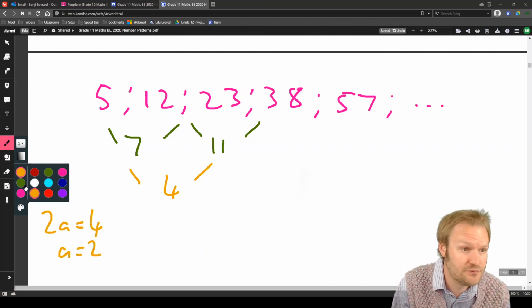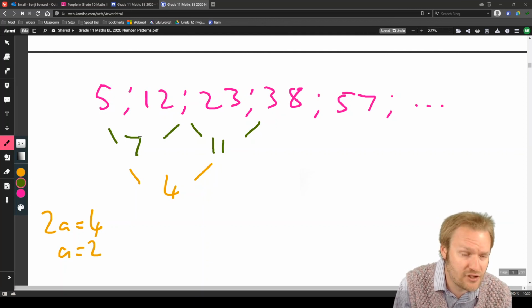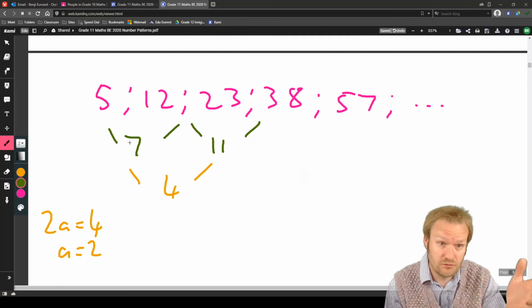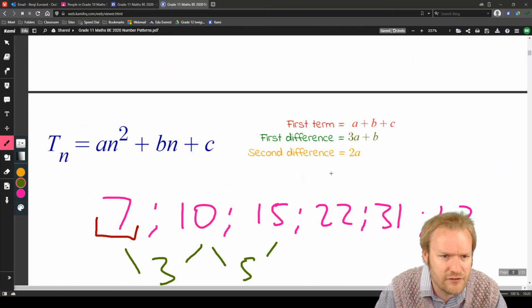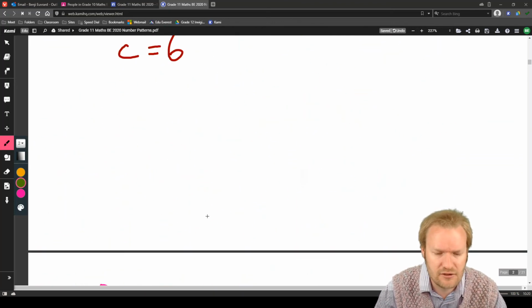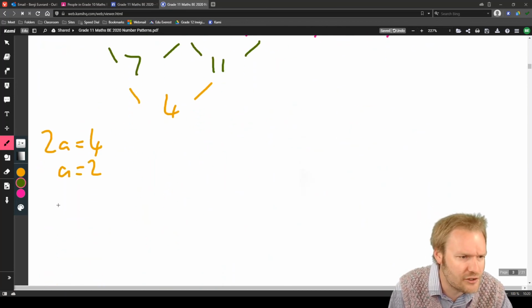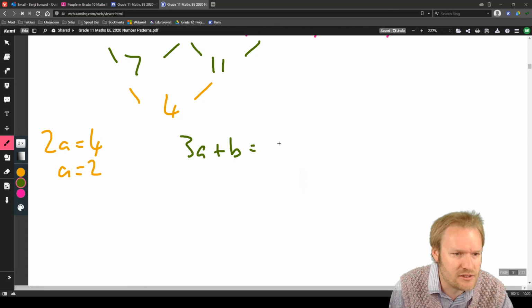Easy enough, right? Then we said this 7 over here, 3a plus b. We're going to work with it enough times that you're going to go, oh, what was it again? For the first bit, 3a plus b. Okay, cool, 3a plus b. So 3a plus b equals 7. We know a is 2. So in other words, 6 plus b equals 7. So b must be 1.